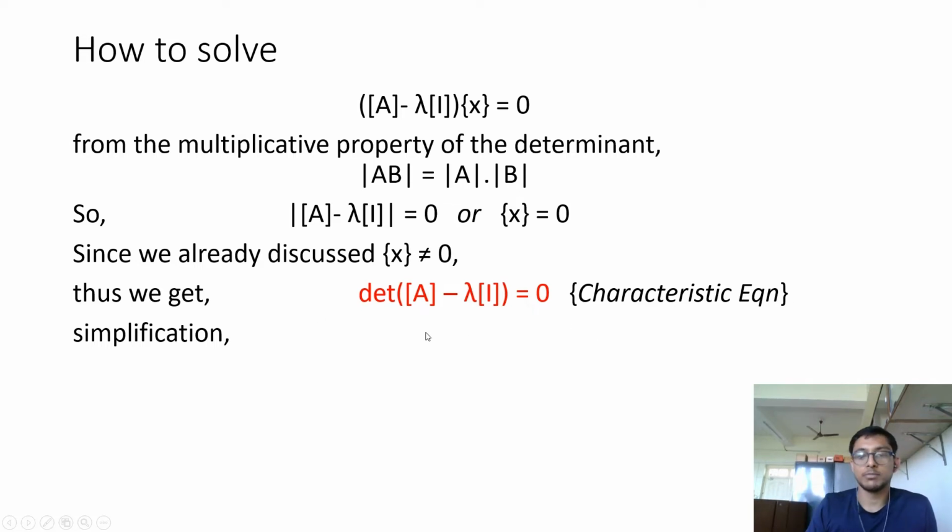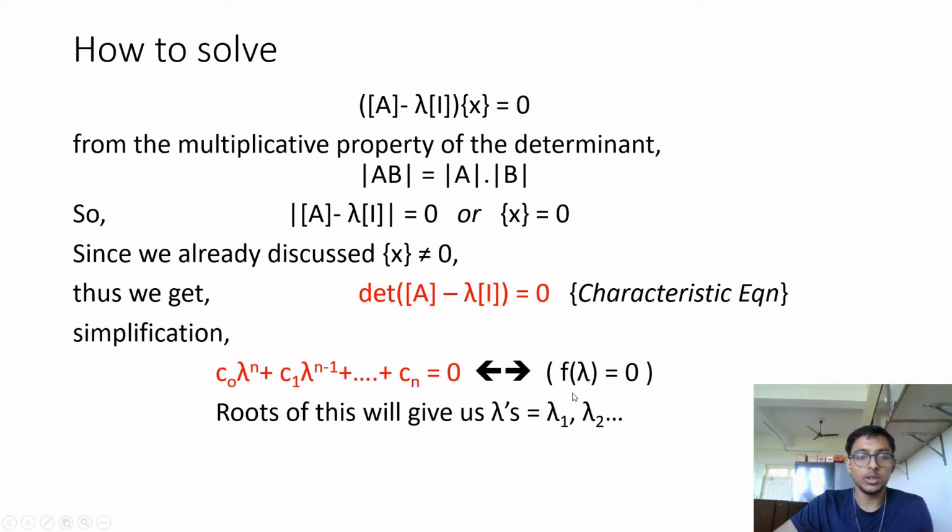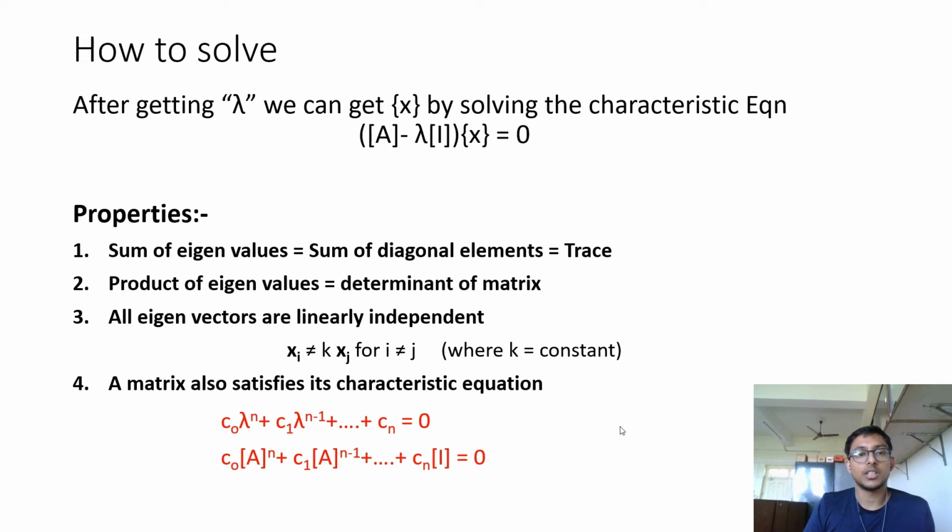When you simplify this expression, as we have all learnt in our school days or even in college first year, we get a polynomial in lambda, and the roots of this polynomial give us the eigenvalues. From these eigenvalues we can solve the homogeneous equation that we get by putting each of the eigenvalues one by one into this expression, and we get the eigenvectors.